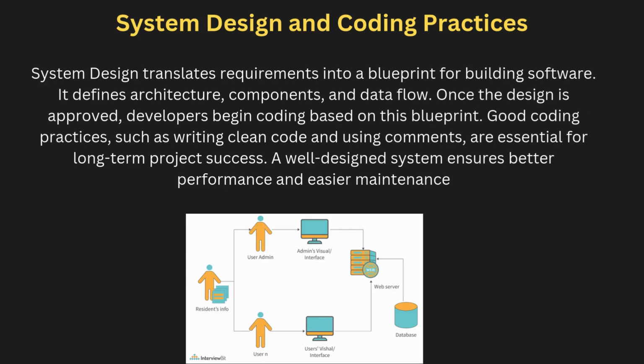Now, system design and coding practices. System design translates the requirements into a blueprint for building the software. This phase involves defining the architecture, components, interfaces, and data flow. Designers create models and diagrams to visualize how different parts of the software will work together. Once the design is approved, the developers begin coding based on this blueprint.